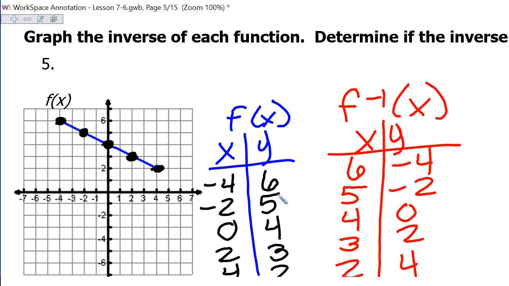So now we need to plot those points for f inverse. The first point we need to plot is 6, -4. So 6 drops down to -4. Then 5, -2. So 5, drop it down to -2. 4, 0, will be on the x-axis. 3, 2, so 3 goes up to 2. And 2, 4. 2 goes up to 4. And once you have those points, go ahead and connect them.